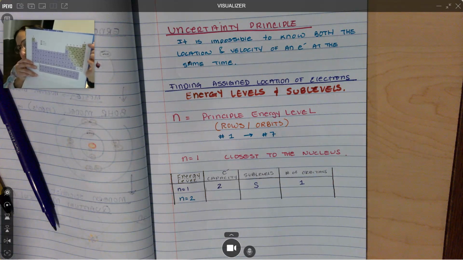Sublevels. This is called an s sublevel. You're just going to have to memorize that. And the number of orbitals is just going to be 1.